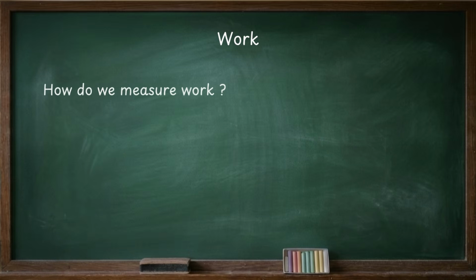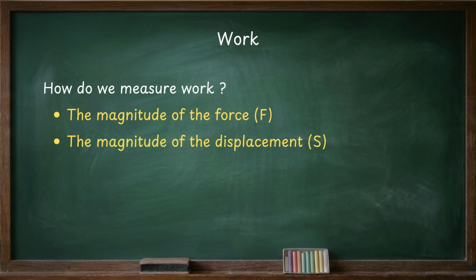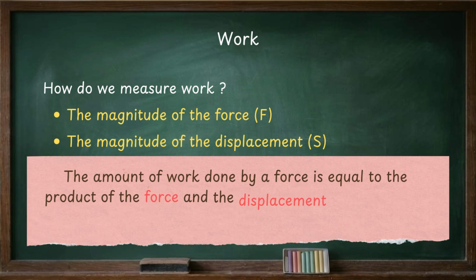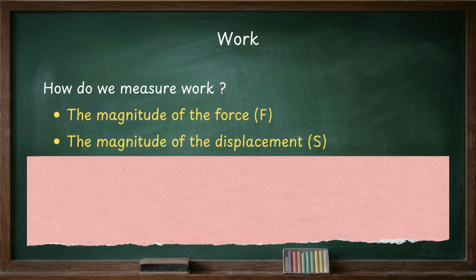Now, how do we measure work? It depends on 2 factors: the magnitude of the force and the magnitude of the displacement. Look at the textbook rule. The amount of work done by a force is equal to the product of the force and the displacement of the point of application of the force in the direction of force. Mathematically, when force and displacement are in the same direction, our formula is simple. W equals F times S.